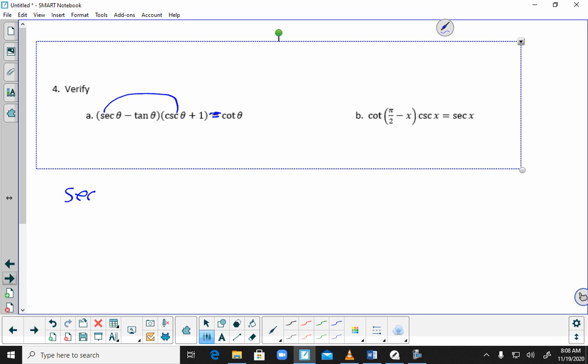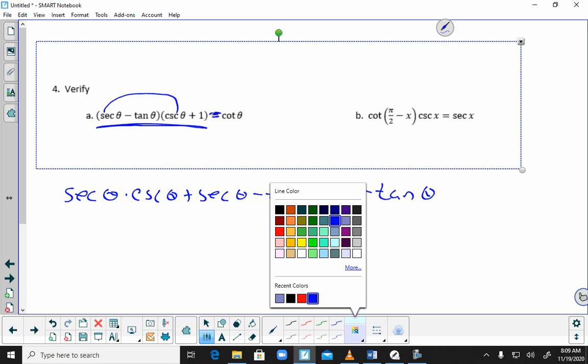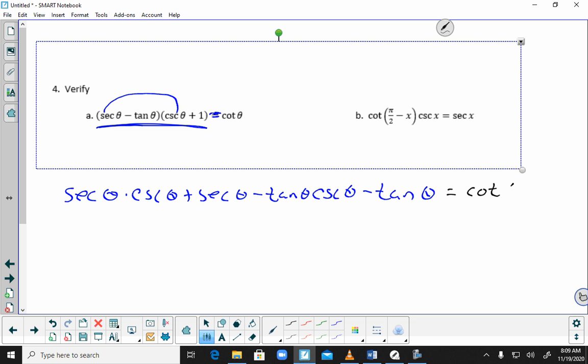So I'm going to have secant theta times the cosecant of theta. Then I'm going to multiply my outer, so that'll be plus secant theta. Inners minus tangent theta cosecant theta, and then the last would be minus tangent theta. That's me just foiling those two, and that's still going to equal the cotangent of theta. Then at this point, everything's raised to the first power. I am just going to put everything in terms of sine and cosine.